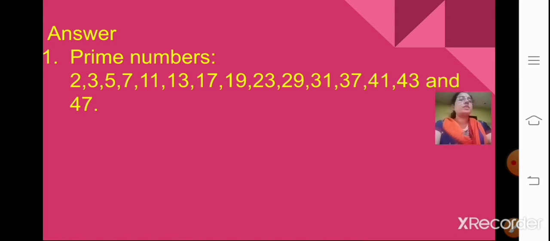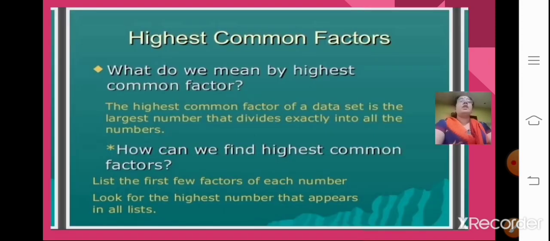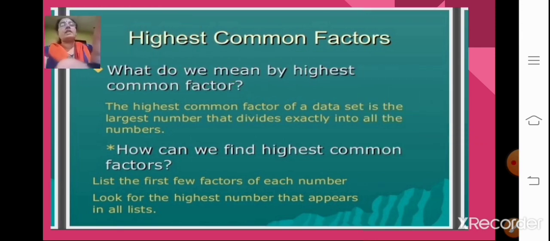I have given you answers on this slide. These are the prime numbers, composite numbers and co-prime numbers. Okay. Now let us start with the highest common factor, that is HCF. What do you mean by highest common factor? Now children, you all know what is a factor, correct?